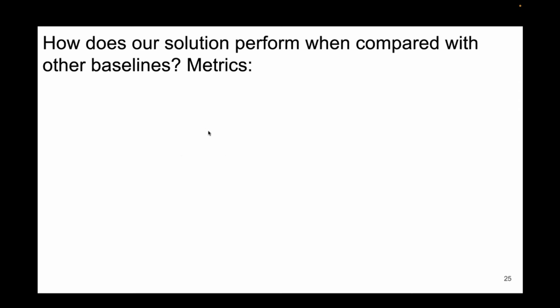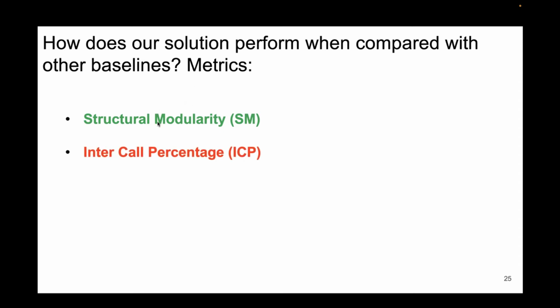Additionally, we need to define new evaluation metrics since we can't use the previous one. So we selected 4 metrics: the structural modularity, which quantifies the cohesion within the microservices and the coupling between them. In this case, higher values are better. We used as well the intercall percentage, which in the literature is used to measure the runtime calls between the microservices. So in this case, we use the static calls instead.